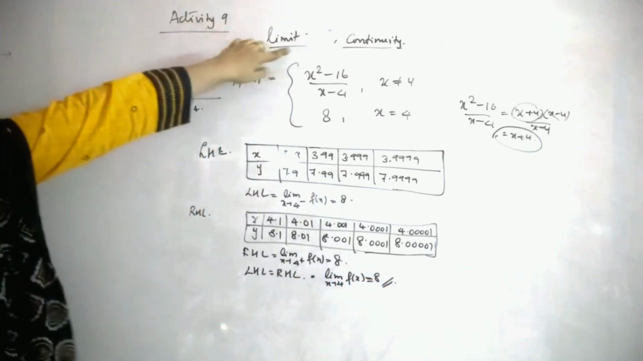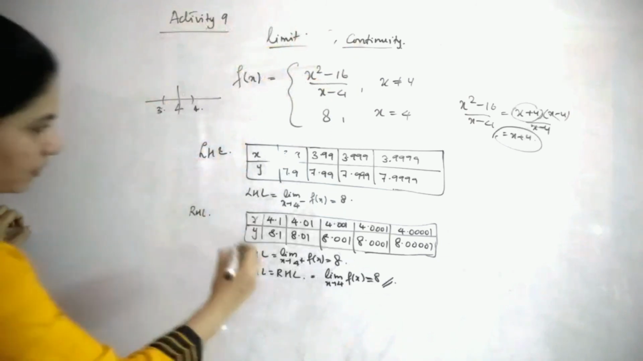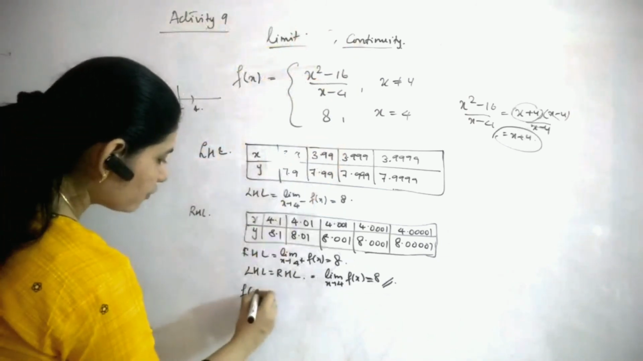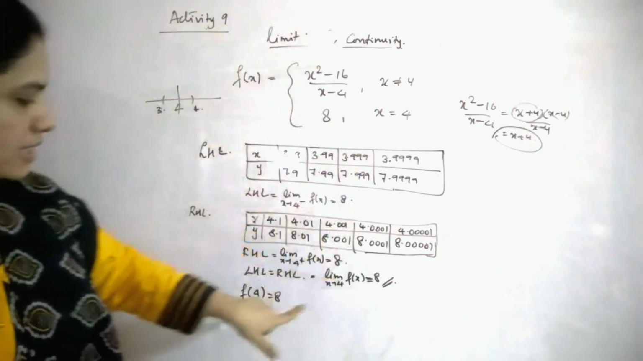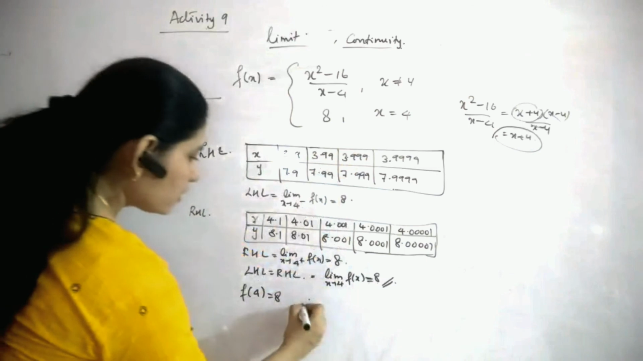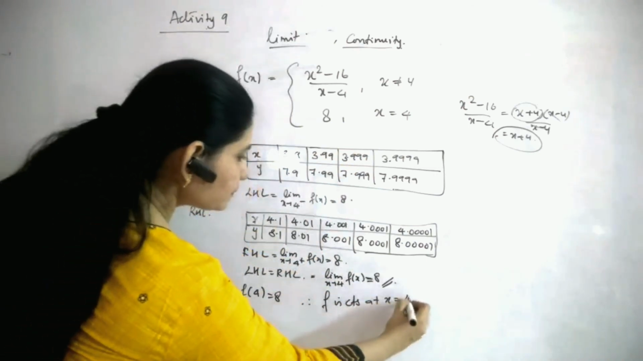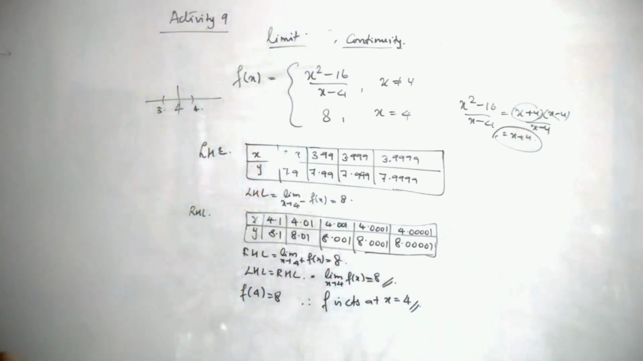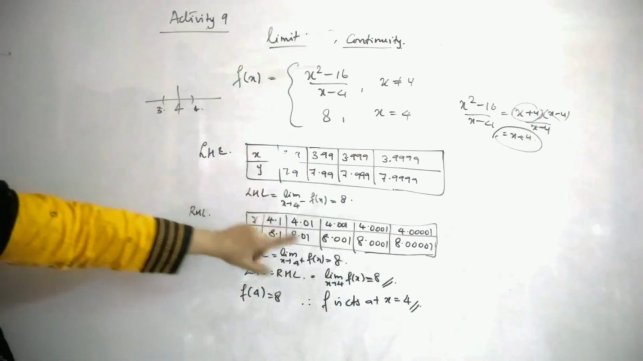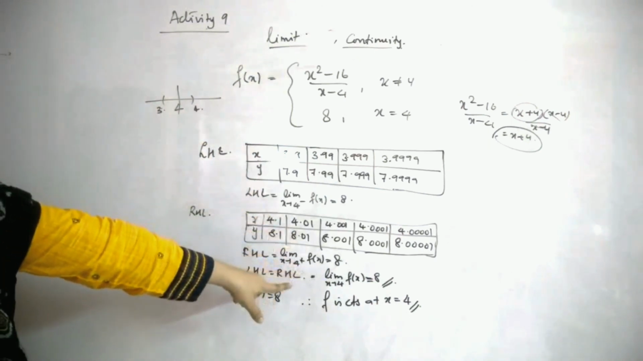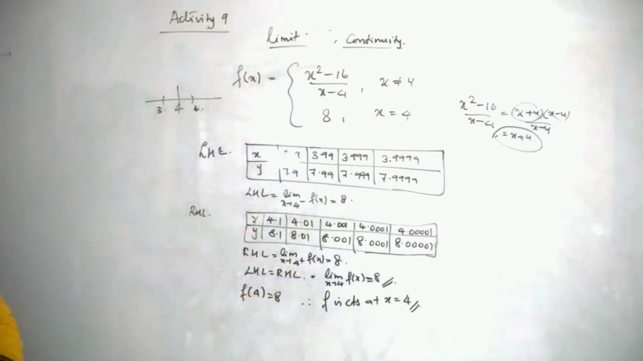Now we are moving to the continuity part, and for that you have to check at the point also. What is f of 4? f of 4 is given to be 8. That means the limit value is also coinciding with the value at the point. Therefore, f is continuous at x equal to 4. Understood? Left equal to right. So the function's limit exists and the value at the point is also equal. Therefore, the function is continuous at the given point.